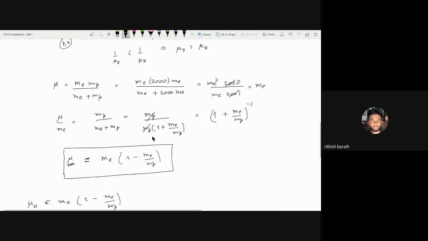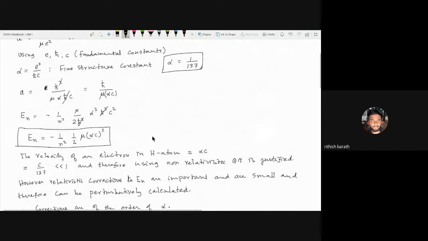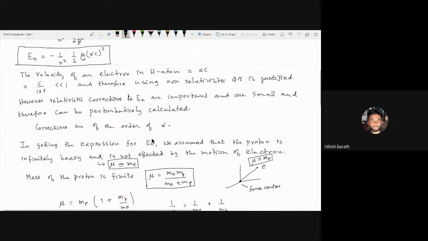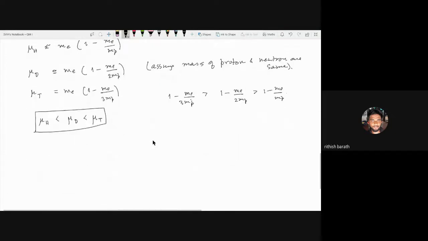Now, if you go back to your energy level, the only expression where this change will come is this mu. Now this mu is increasing. That means the numerical value will decrease. That means actual energy will decrease because of this negative sign. So now what is the conclusion of this?